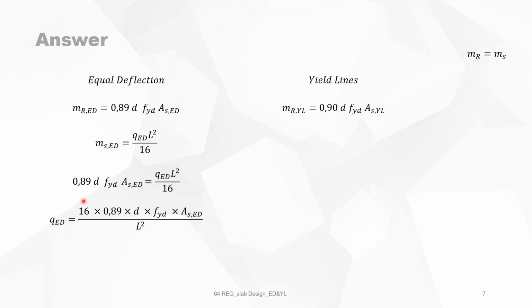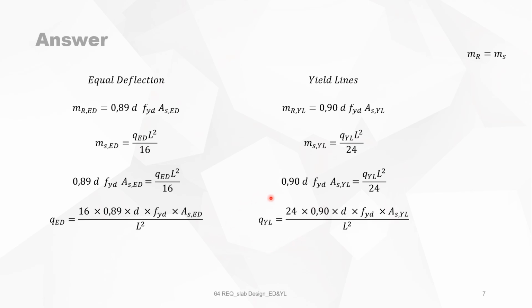Now let's look at yield lines. The resisting bending moment in yield lines is per definition 0.9 times d times fyd times the reinforcement. The acting bending moment is equal to QL squared over 24. So acting equals resistance. So we take those two as equal, and we get for the load that can be taken by yield lines this formula.